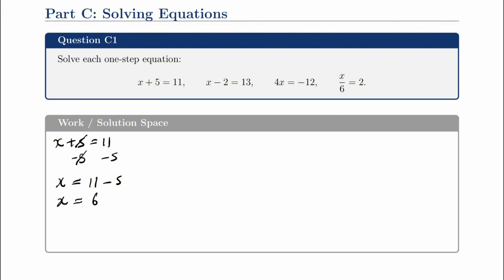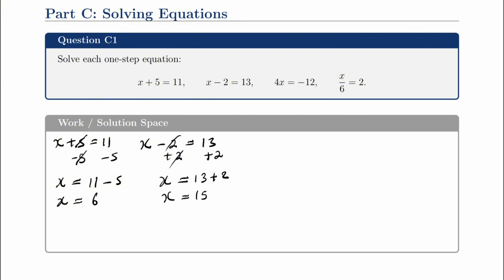In the same way, we have x minus 2 is equal to 13. We don't want negative 2 on the left, so we can add 2, right? Add 2 on the left and do the same on the right side. So 2 and 2 cancel. We remain with x is equal to 13 plus 2. So that x is 15, okay?